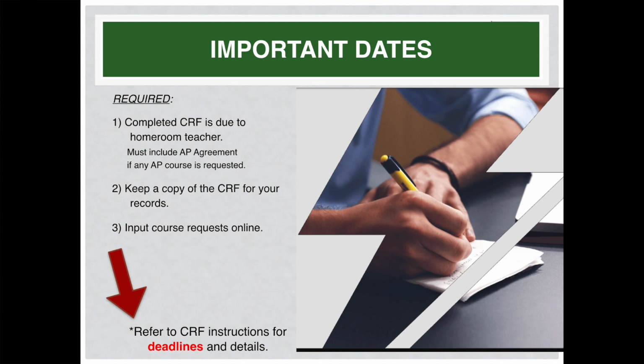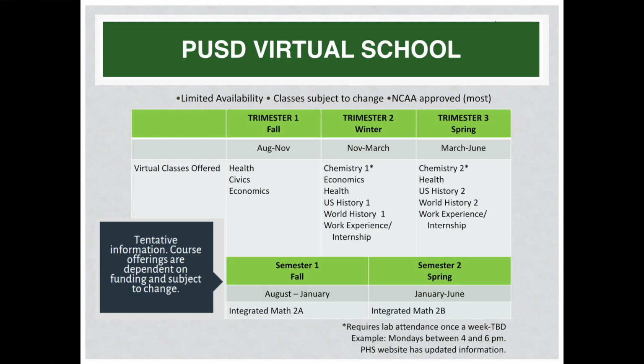In addition to your 15 selections, students have the option to take online courses through the PUSD Virtual School. Most of these courses are run on a trimester schedule. Please note, courses with an asterisk require a mandatory lab once a week. This opportunity is open to all high school students in the district, therefore limited space is available, and not all students get into the course requested.